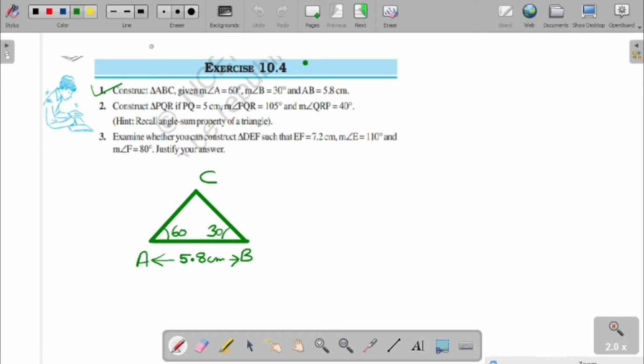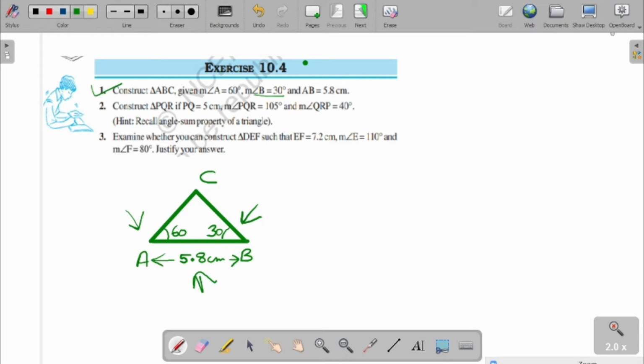Today we take practical geometry exercise 10.4. Let us start. Question number 1. Construct triangle ABC. Given measure of angle A is 60 degrees, which you can see here, and angle B is given 30 degrees, you can see here, and AB is 5.8. Then you have to construct this triangle.